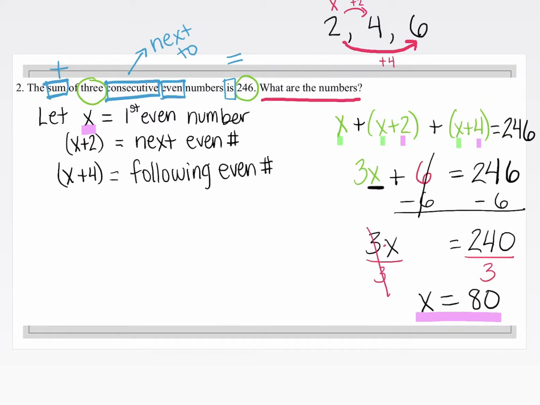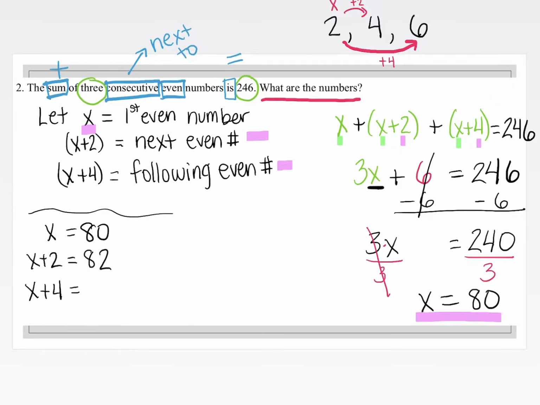We still need to find the next even number and then the following even number, because our question asks for 3 numbers that you add together to get to 246. 3 consecutive even numbers that we add together. So, if x equals 80, x plus 2 must give us 80 plus 2, or 82, and x plus 4 should give us 80 plus 4, or 84.